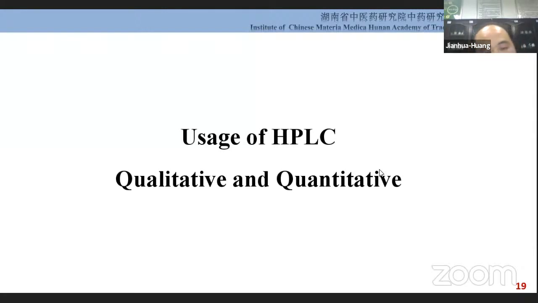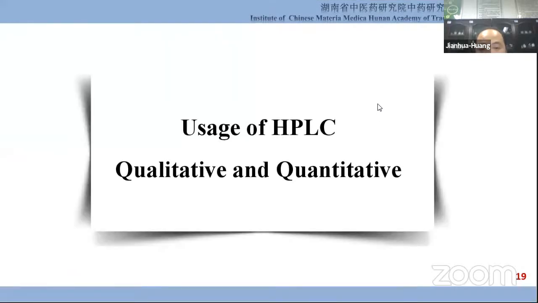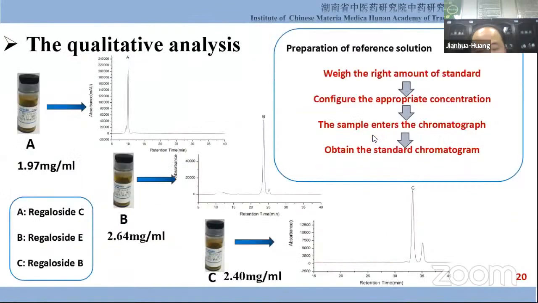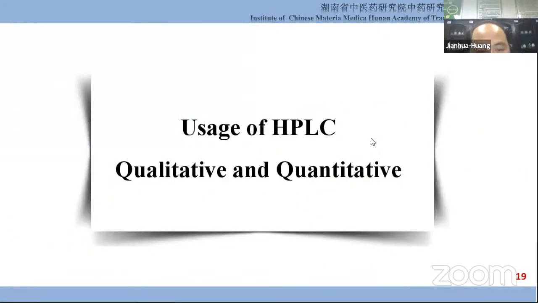And we will go to the third part, which is the usage of HPLC. The aim of HPLC is qualitative and quantitative analysis. Also, before we start the lecture, we will see the video of the whole example of using HPLC to do analysis work.